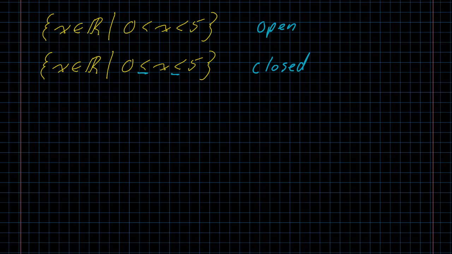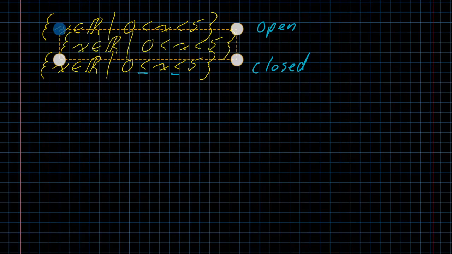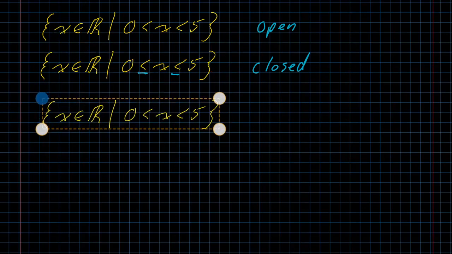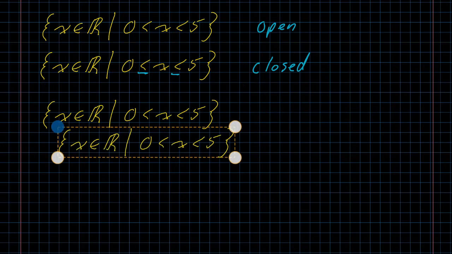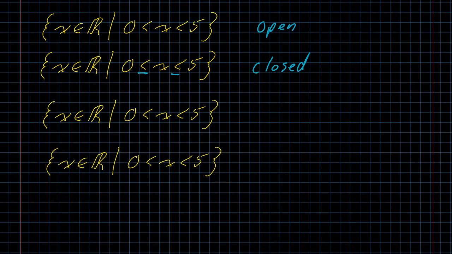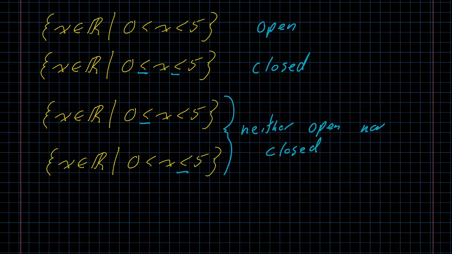But I could have done that a little bit differently. I didn't have to include both. I could have included just 0 but not 5. I could have included just 5 but not 0. If I do that, then the set is neither open nor closed, just to make things messy. All right, so sets can be open, sets can be closed. They don't have to be.